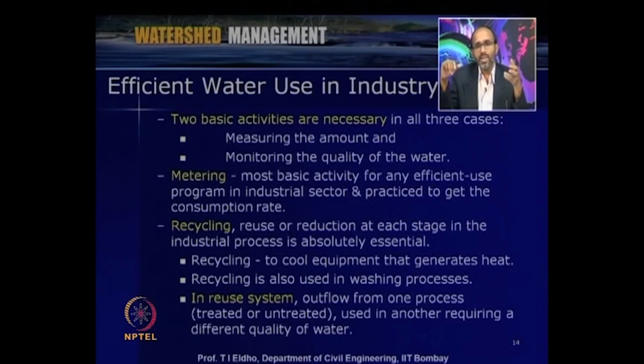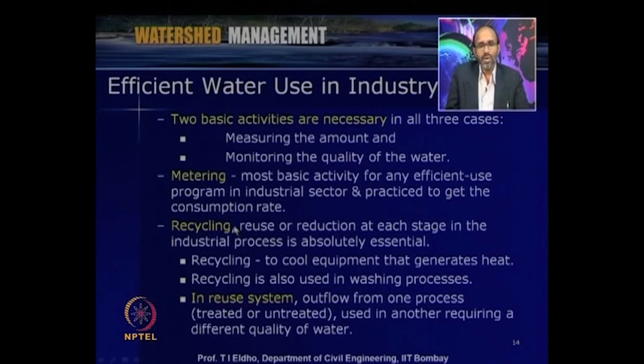Also, once we use a particular amount of water for some particular process, then for the water coming out of that process, we need to know how polluted it is, or the quality of that water, and whether we can directly use that water for other purposes. So, that way we have to look into metering. It is the most basic activity for any efficient use program in the industrial sector, and a practice to get the consumption rate. When we have water metering, we can make the industry know that this much water is used and that it can be reduced. That way, reduction or water conservation is possible.